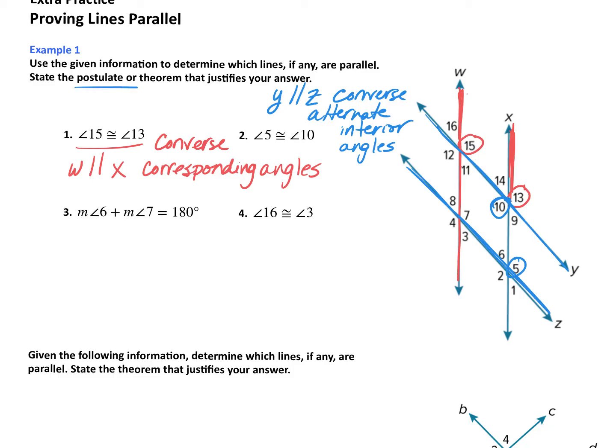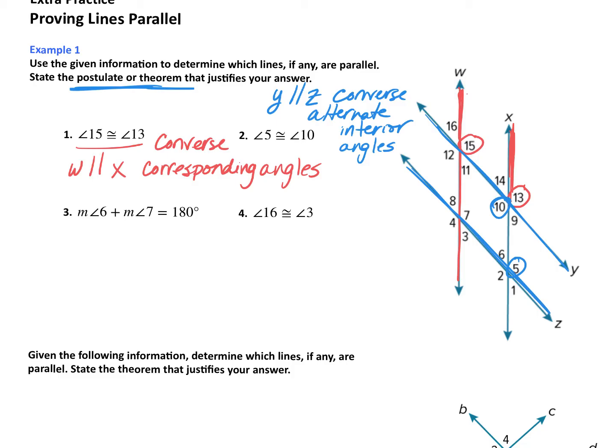So don't get confused with the words postulate and theorem. It's just the definition of the angle relationships that we've learned. And the key is making sure that you identify the transversal that these angles sit on, and it's the other two lines that are the lines that are parallel.